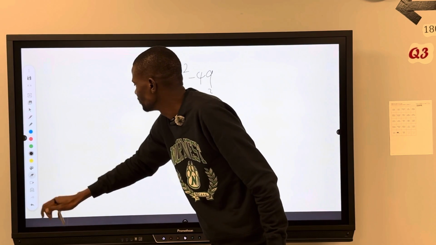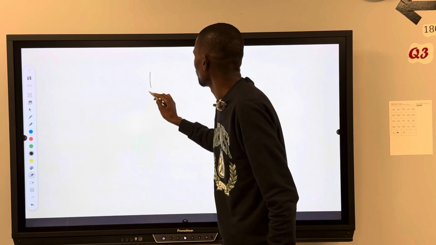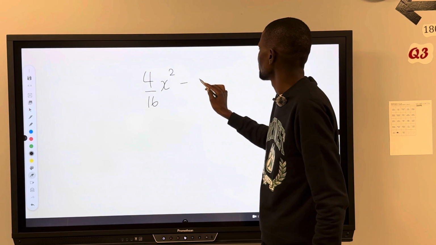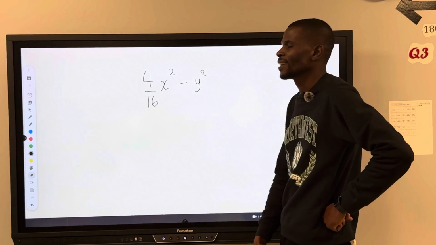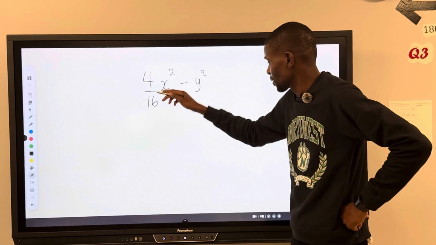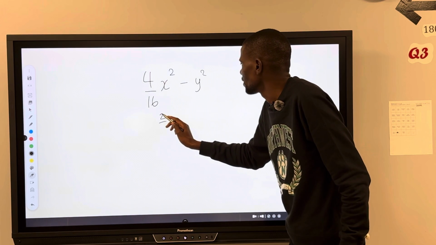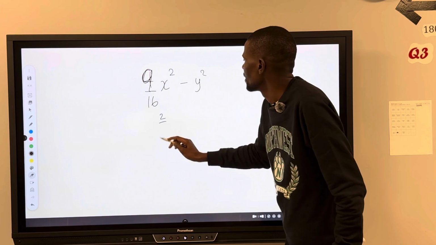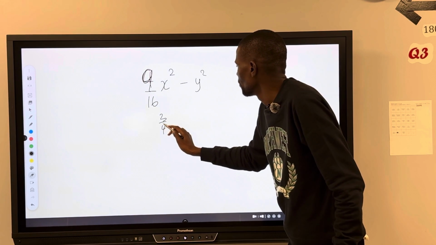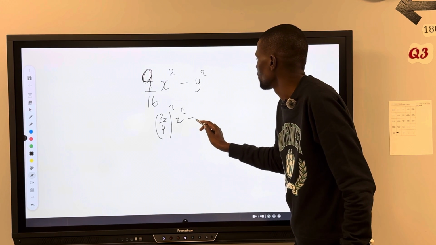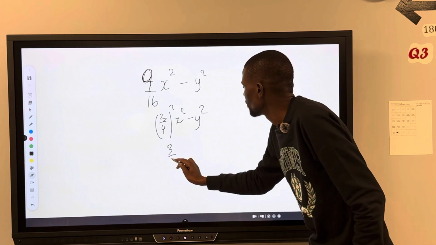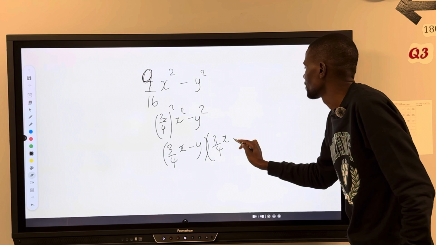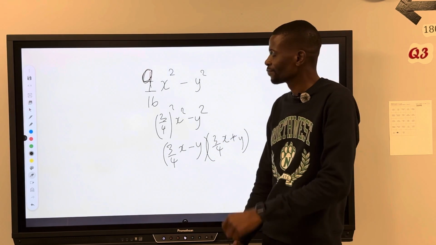Okay, what if I have this one? 9 over 16 x squared minus y squared. The goal is to express everything as a power. Allow me to say 9 over 16. So this is (3 over 4) squared x squared minus y squared. So the factors will be 3 over 4 x minus y, then 3 over 4 x plus y.